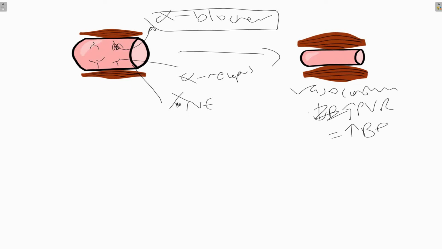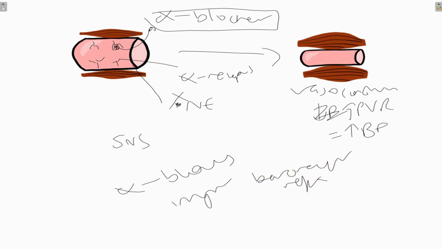Now, if norepinephrine binds, normally it gives this sympathetic nervous system response, and norepinephrine is normally released by sympathetic nerve endings. So as an antihypertensive, it impairs the baroreceptor reflex. Alpha blockers are going to impair that baroreceptor reflex, and alpha blockers are especially potent at causing first-dose postural hypotension. So that means patients are likely to feel dizzy if they get up too quickly.